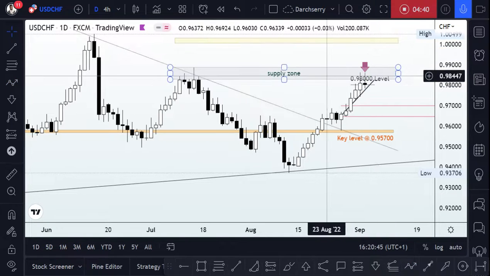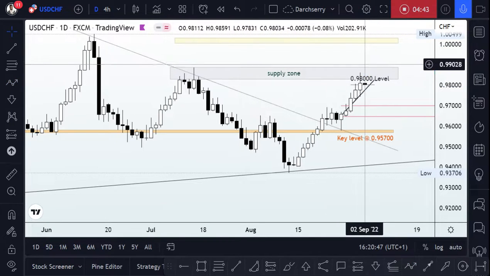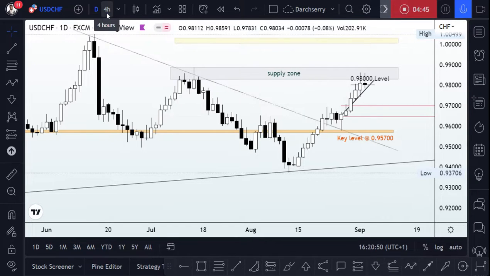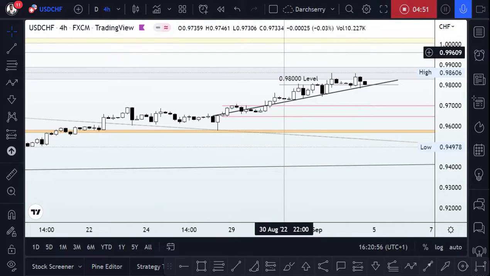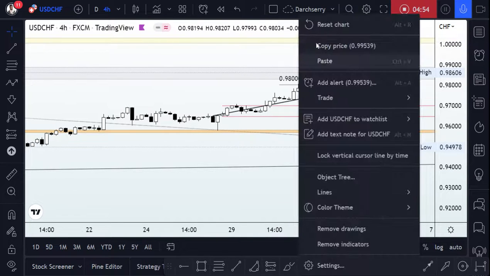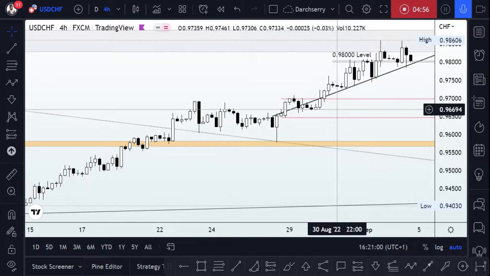So in order to decipher this, what I want to be doing here is to scale down to a much lower time frame, and let's see how price has been playing out in the last couple of weeks. So if we scale down to the 4 hours time frame, let's zoom into the 4 hours time frame here, and let's see what is happening.